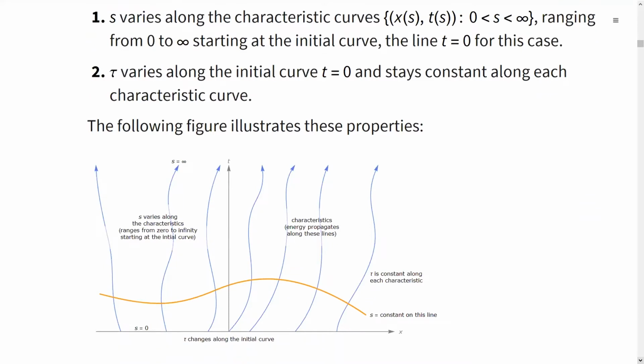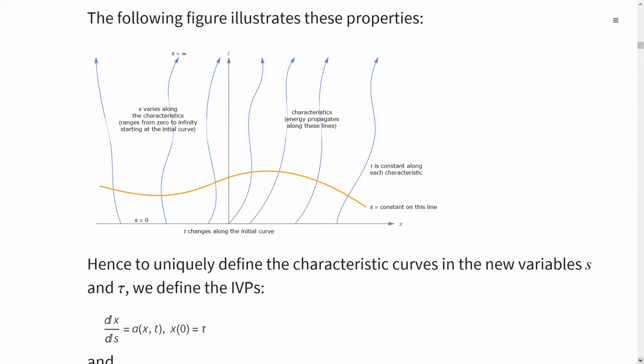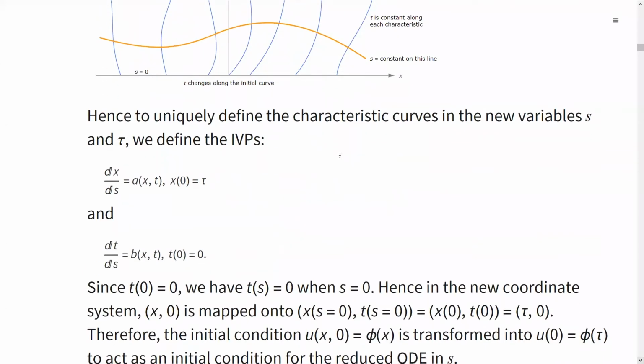While defining the initial value problem, we require that s varies along the characteristic curves, starting at the initial curve, the line t equals 0 for this case. So s varies along these characteristics, and tau varies along the initial curve, t equals 0. Hence, to uniquely define the characteristic curves in the new variables s and tau, we define the initial value problem. This is our initial value problem now.